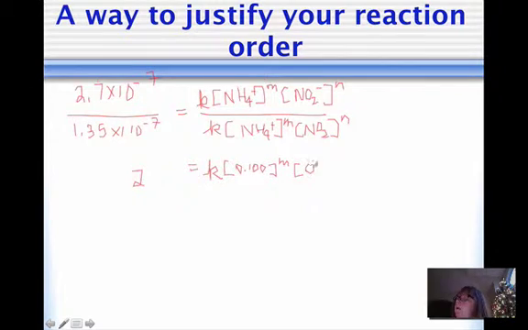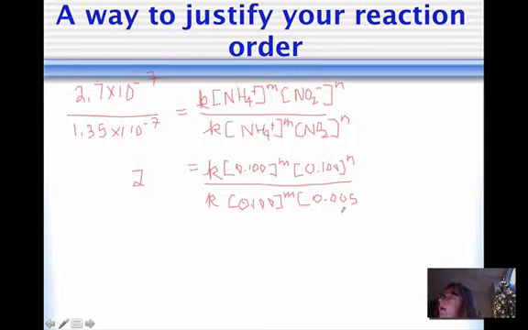And this was 0.1 molar as well, divided by K. I got the 2 here by dividing these rates. And this stayed the same, it was 0.1 molar. And this went in half to 0.005 molar. Okay. I think this is 0.01 maybe. Whatever it is, these cancel, and the K's cancel.